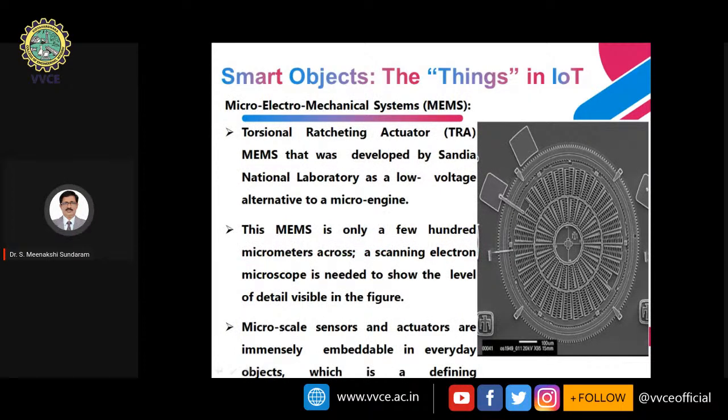And in these micro electromechanical systems, this torsional ratcheting actuator was developed by Sandia National Laboratory as a low voltage alternative to the micro engine. This MEMS is only a few hundred micrometers across. A scanning electron microscope is needed to show the level of detail of this figure. So microscale sensors and actuators are immensely embeddable in everyday objects.